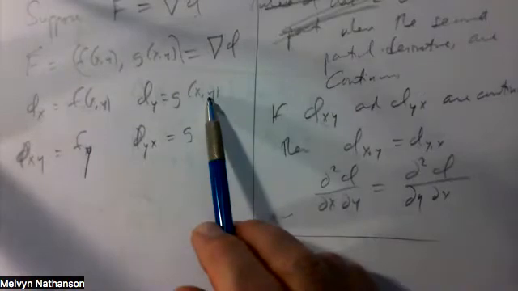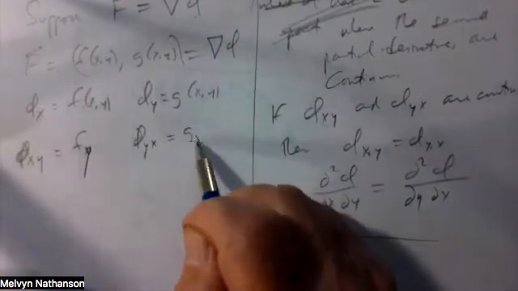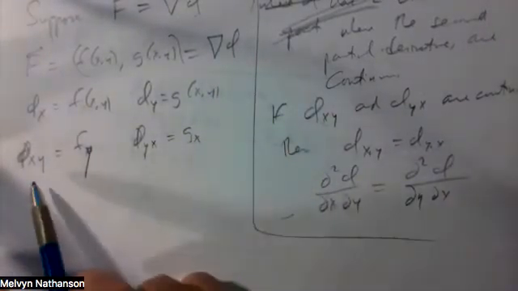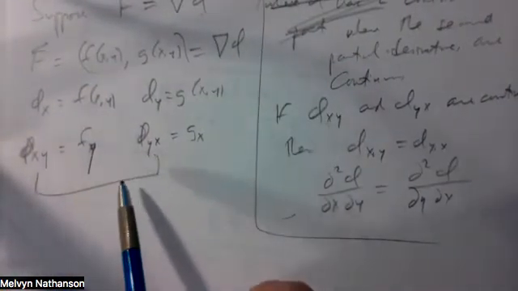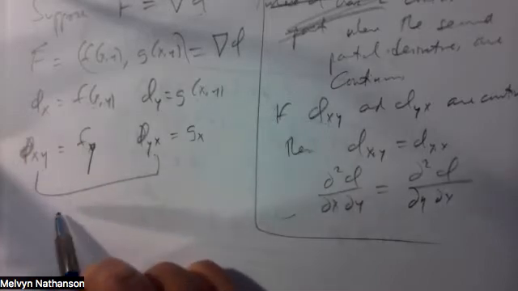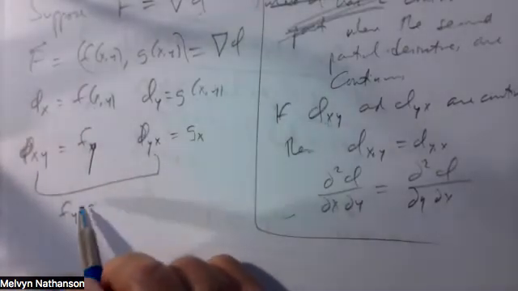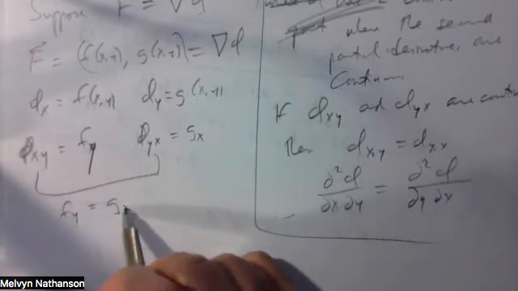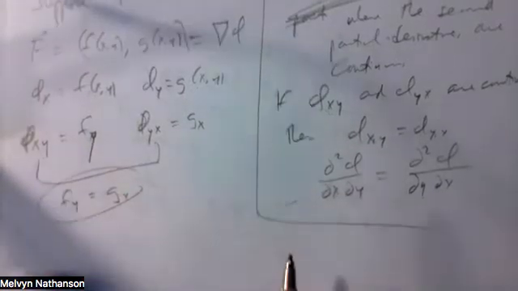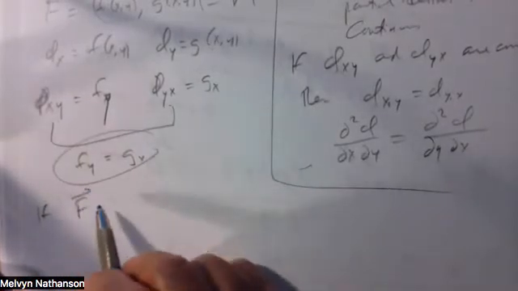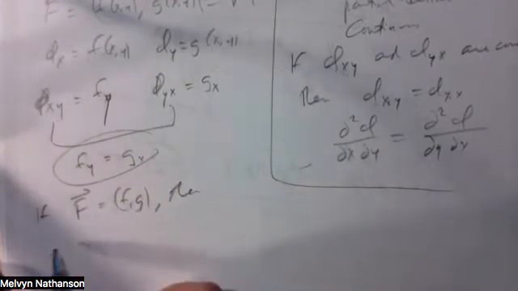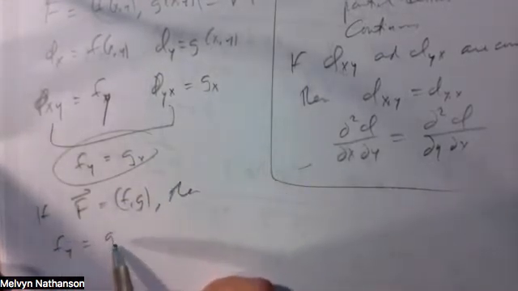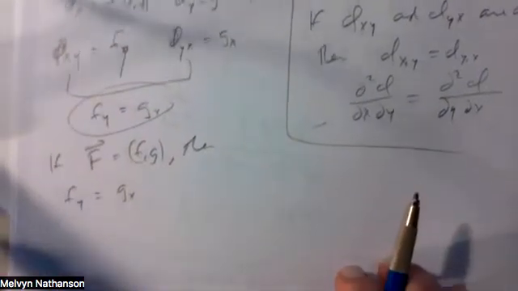If we take g of x, y and we differentiate it with respect to x, we get the partial of g with respect to x. But if the second partial derivatives are continuous, then they're equal. So the partial of f with respect to y equals the partial of g with respect to x. Let me just summarize that. If we have a vector field F, which has coordinates f and g, then the partial of f with respect to y equals the partial of g with respect to x.